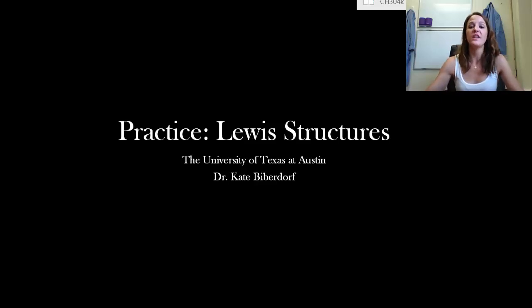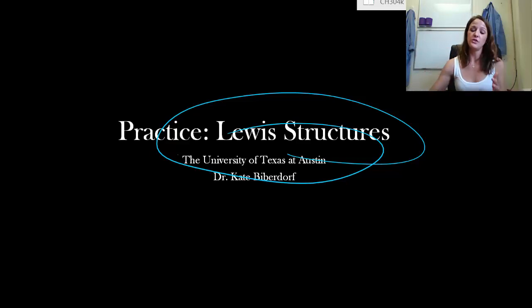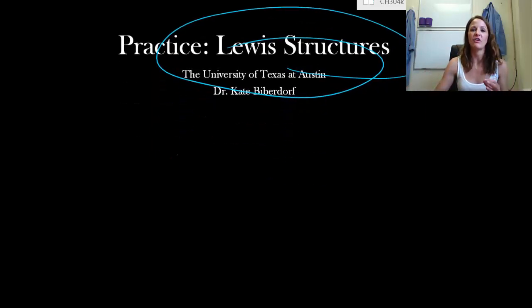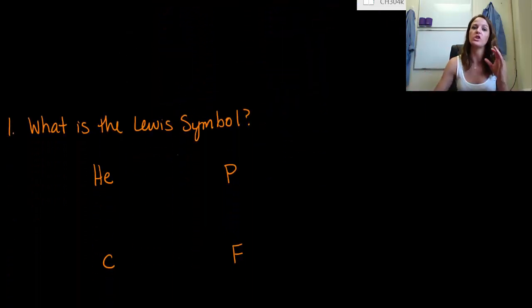Hi everyone, in this video we are going to practice drawing Lewis structures, but in order to do that properly we absolutely need to be very comfortable with starting off with Lewis symbols. So take these four elements and just draw the standard Lewis symbol for each one of these. Go. Alright, did you get an answer? Hopefully you did. All you had to do was draw in the missing valence electrons.